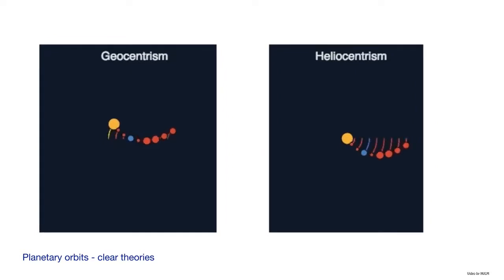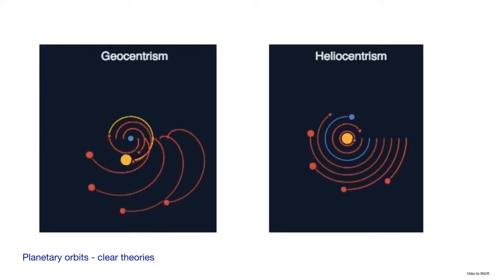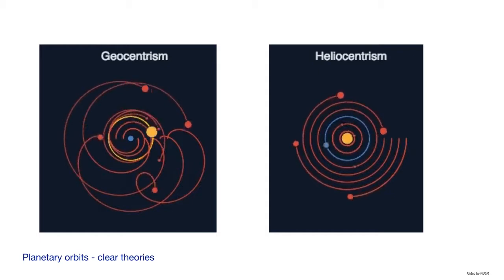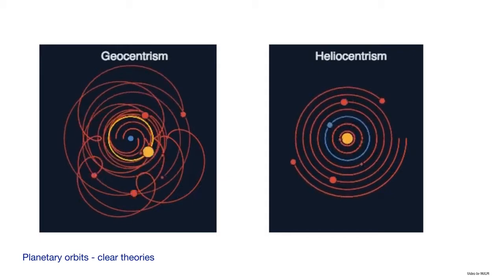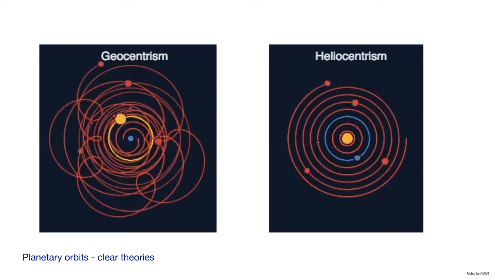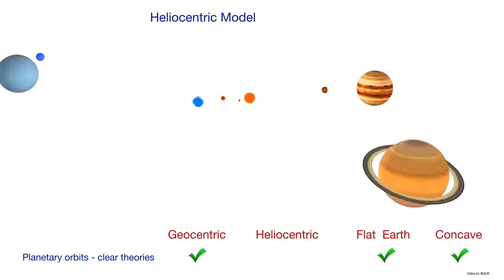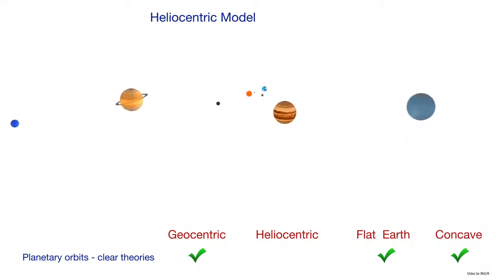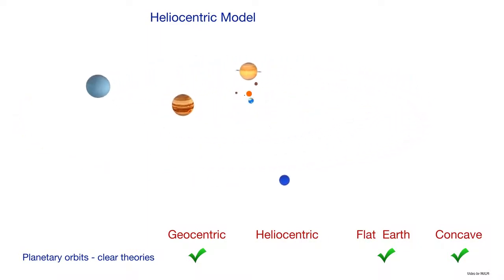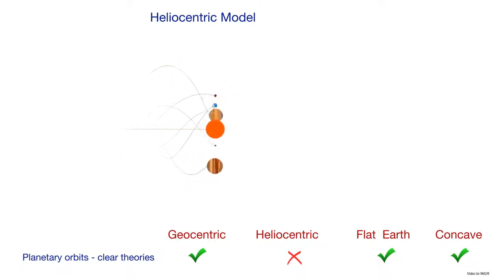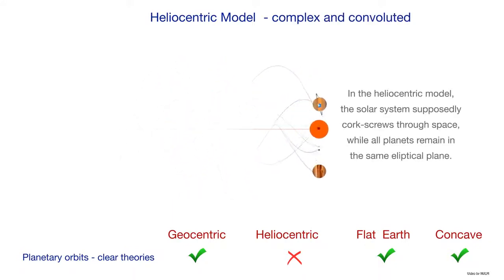First, it's worth noting that all theories can explain the planetary movements seen in the sky, although the forces that drive planets' orbits is still debated. In relation to planetary orbits, the geocentric, flat Earth and concave models provide relatively clear and straightforward theories. In contrast, the heliocentric model is extremely complex. It requires convoluted explanations that rely on speculative assumptions.